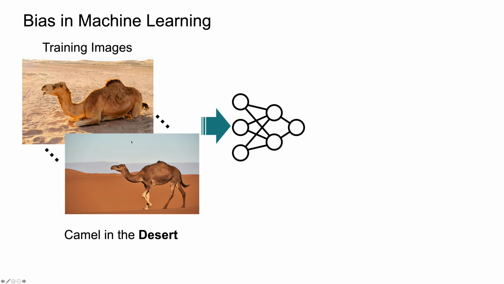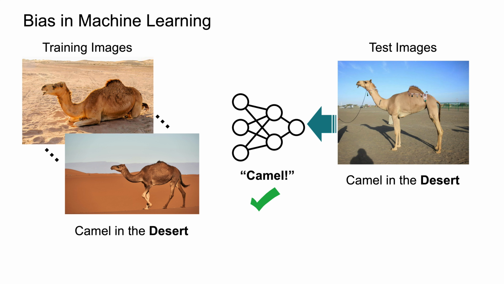Imagine the training of a neural network which classifies whether the object is a camel, and assume that most of the camels are taken in deserts. After training, we evaluate our model on test images where the camel is standing in the desert. And it is obvious that our classifier will achieve satisfactory accuracy.